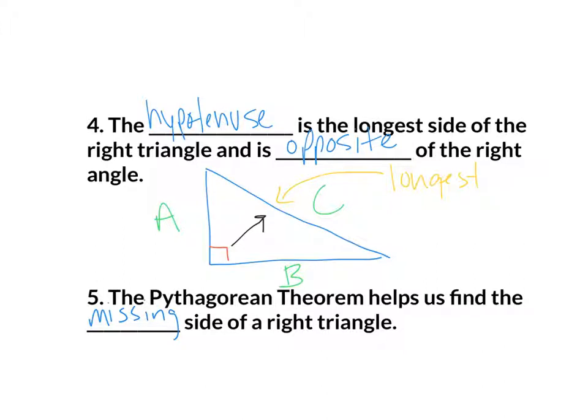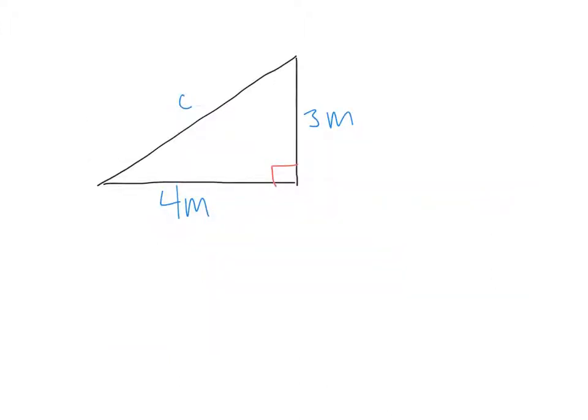Once again, this should have all been a review. These 5 things are everything that you should have known or reviewed from yesterday. Triangles have 3 sides. A right triangle has one right angle, which is marked with a little square. The 2 sides that form a right angle are known as the legs, which are sides A and B. The hypotenuse is the longest side of the right triangle and is opposite of the right angle, and we all know that it is labeled side C. And the Pythagorean theorem helps us find the missing side of a right triangle.